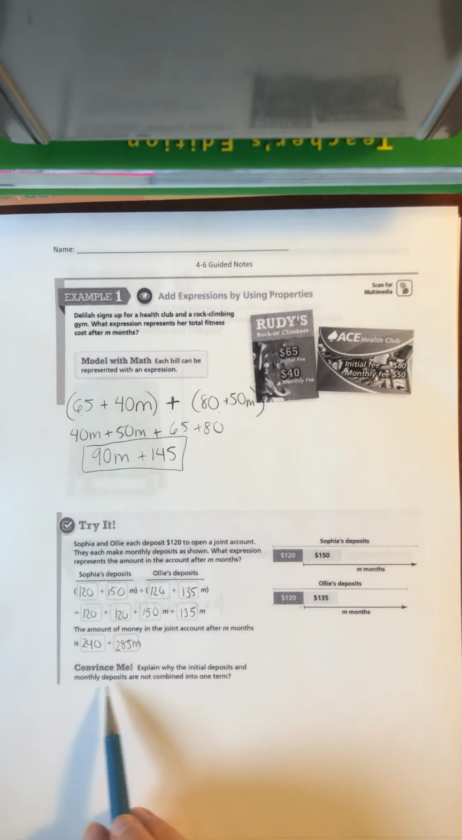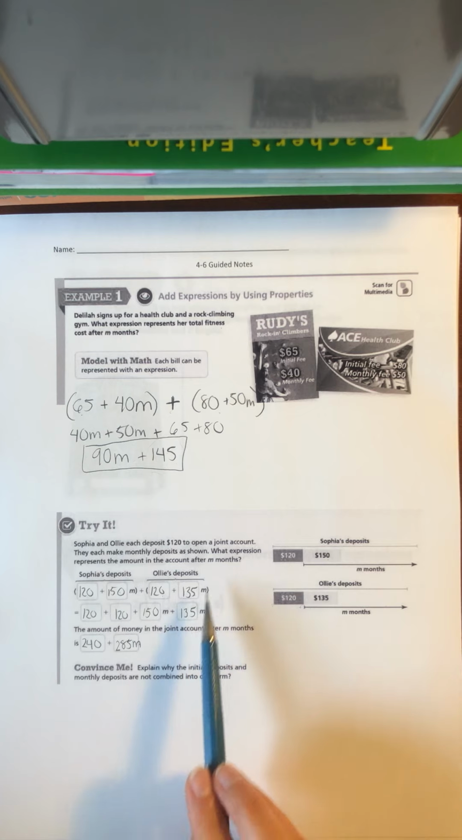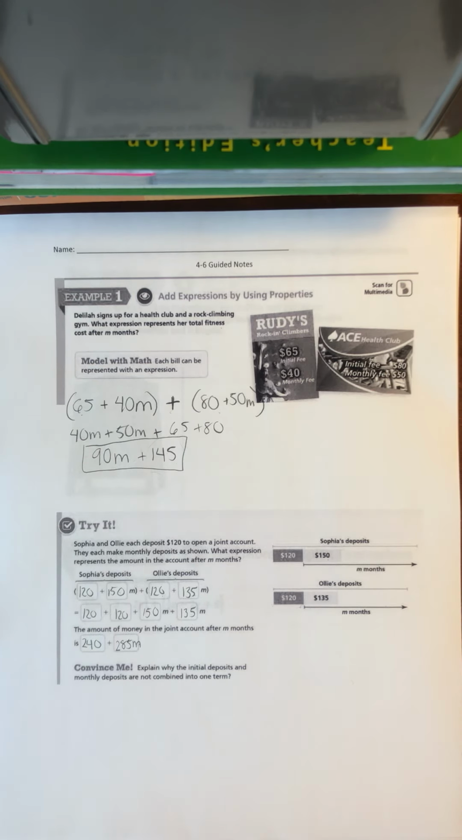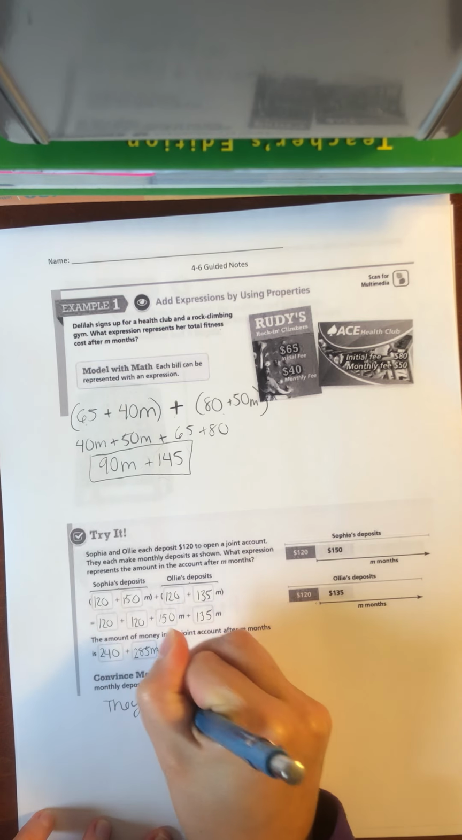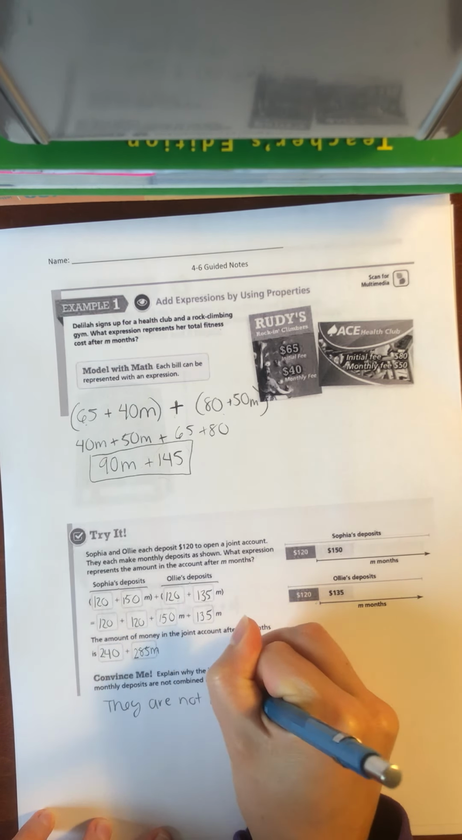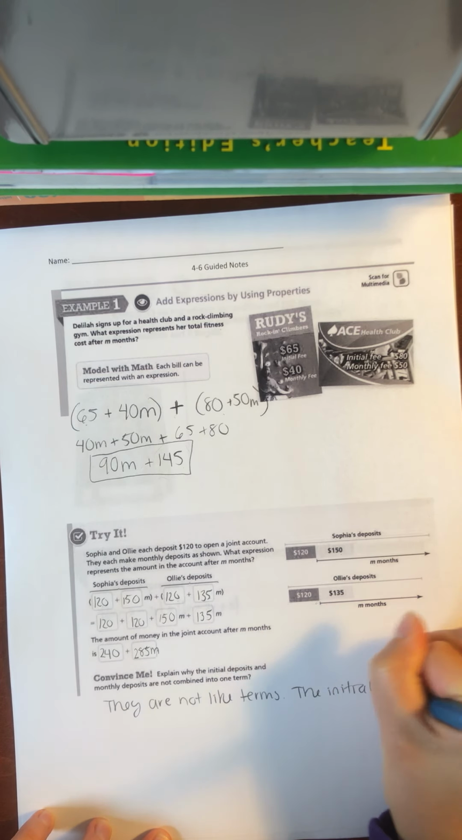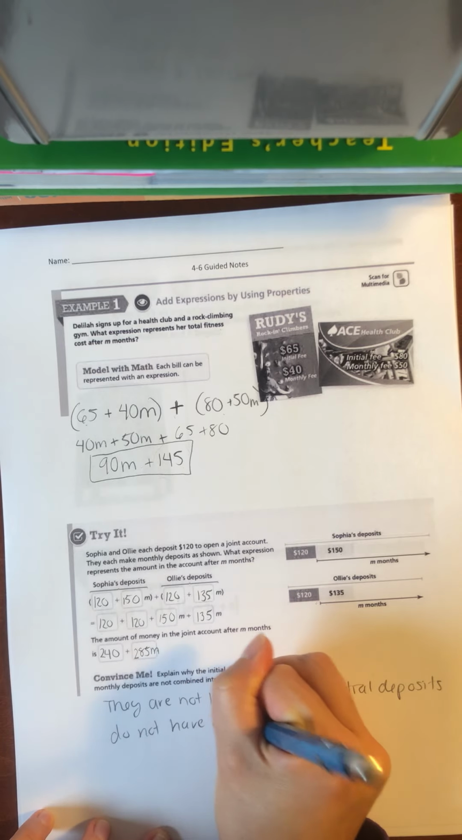Explain why the initial deposits and the monthly deposits are not combined into one term. Well, they're not really like terms because this is talking about per month, the monthly deposits, and then the initial deposit, that's just one deposit. It's not per month, okay? So basically, they are not like terms. The initial deposits do not have a variable.